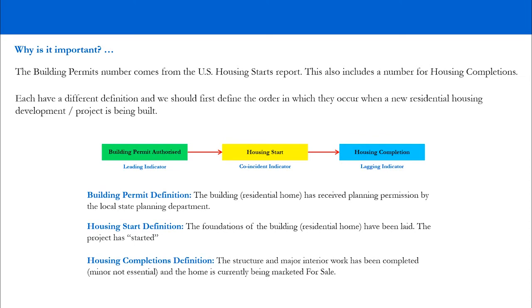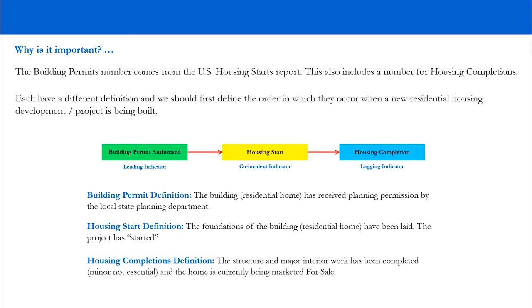Housing completion in the housing starts report is a house that's done and has gone on the market. So all the structure and major interior work has been completed and the home has been put on the market. Now, before that, the home itself, before it's been fully built, is a housing start. And the housing start is defined as the foundations of the building. So the residential building, the foundations have actually been laid. So the project has actually started.